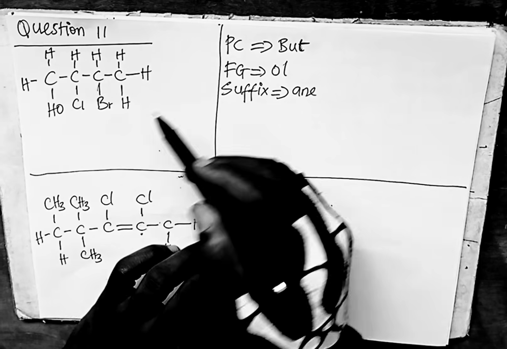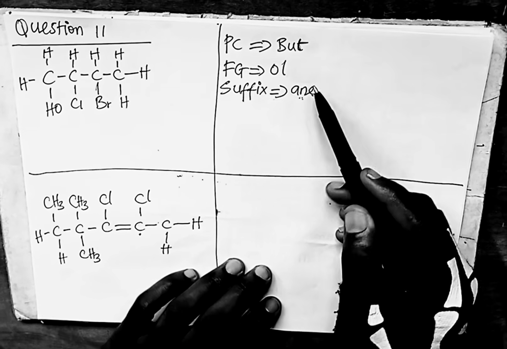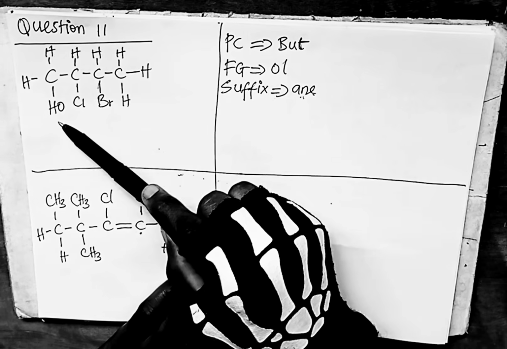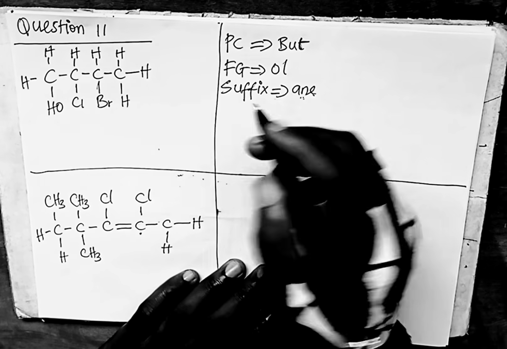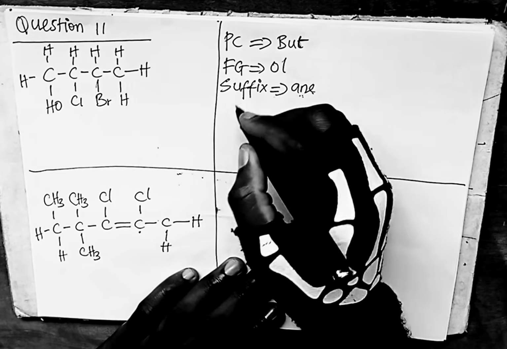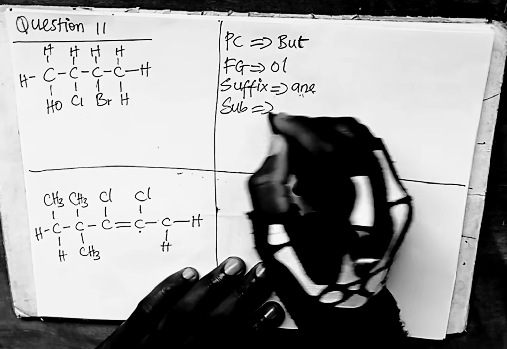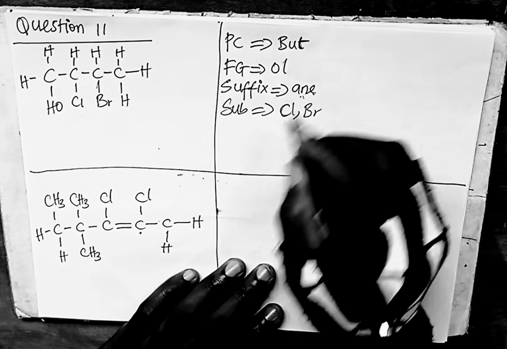So since we've checked and noticed that we have "ol" as the suffix and OH as the functional group, what next do we do? I think it's time for us to assign numbers to the prefix. But before that, let's quickly write out the substituents. We have chloro and bromo here as substituents. All right, chloro and bromo.